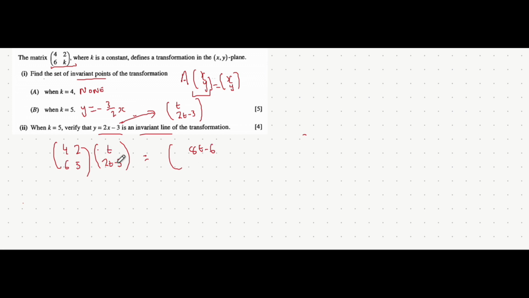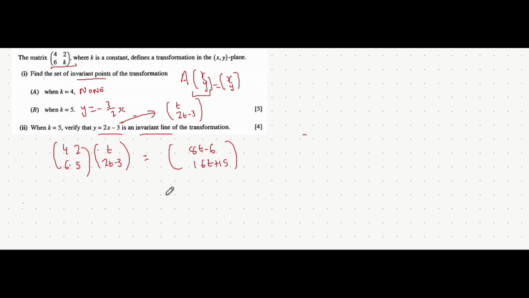Now doing that again for the bottom of the matrix this time. 6 times t is 6t, plus 5 times 2t is 10t. 5 times minus 3 is minus 15. 6t plus 10t is 16t, so this becomes 16t minus 15.